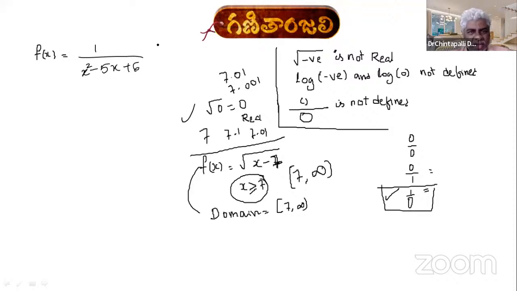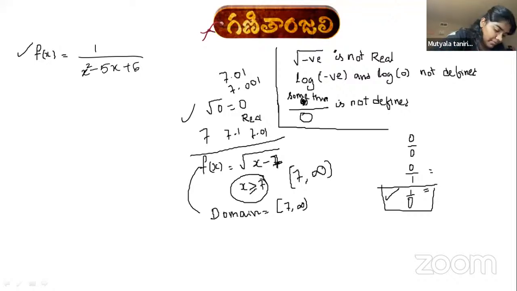Let's talk about this other function: something over x square minus 5x plus 6. Is 1 accepted for this function? Yes, because only something by 0 is not defined. Just write, these are golden points: something by 0 is not defined. Is it something by 0 or something by non-zero? Something by non-zero, so 1 is accepted.